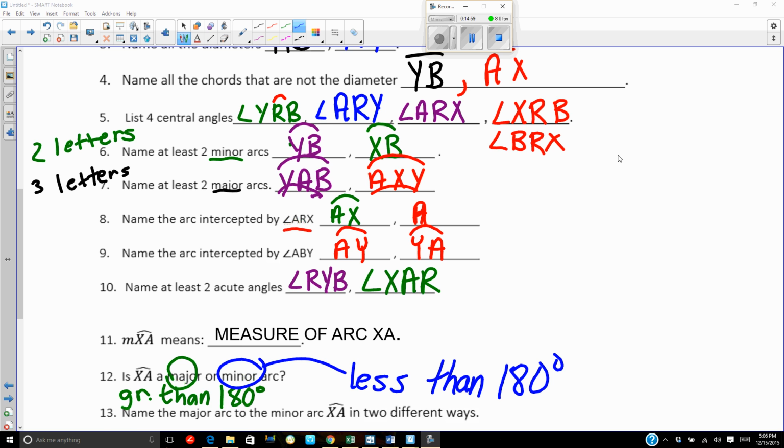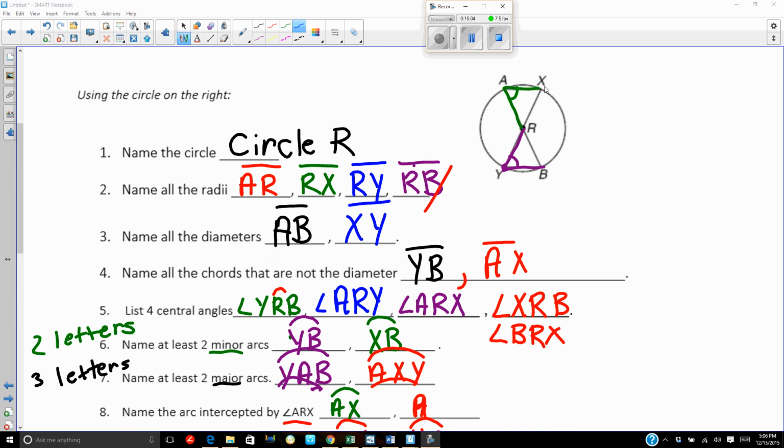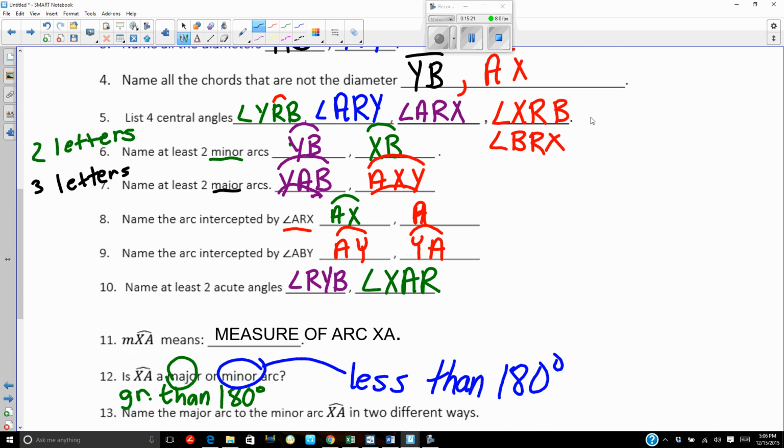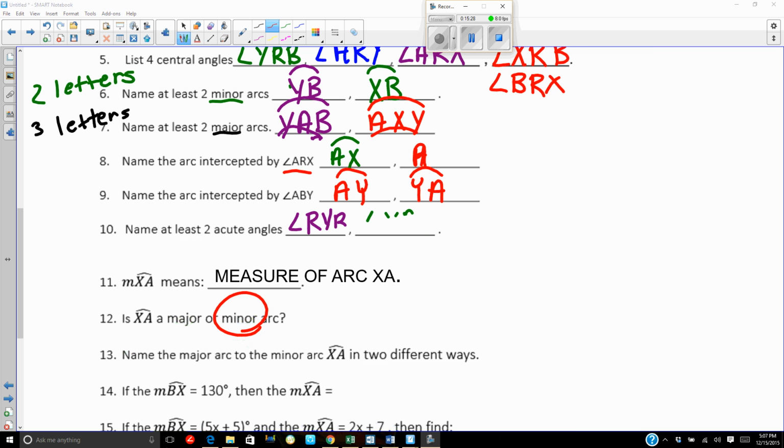So let's go back up and look at arc XA. Really a dead giveaway is they only use 2 letters. We know for 2 letters, if we say arc XA, it's going to be a minor arc every single time. So we don't even really need to look at the picture. If they use 2 letters, that means it is going to be a minor arc. So arc XA is minor.